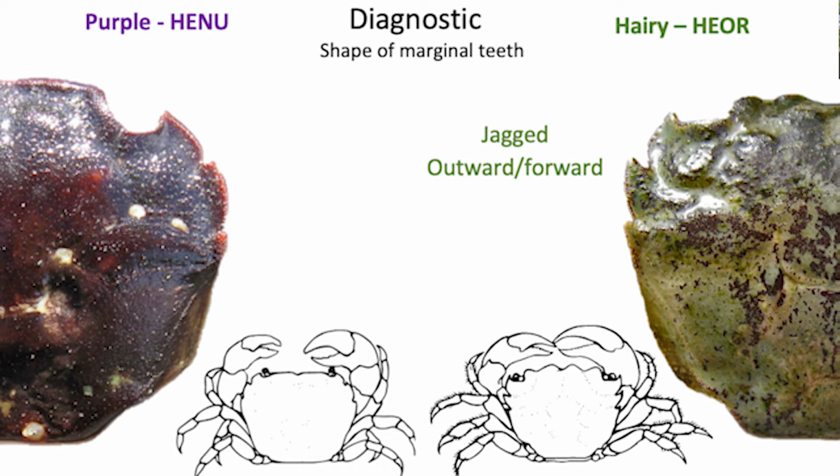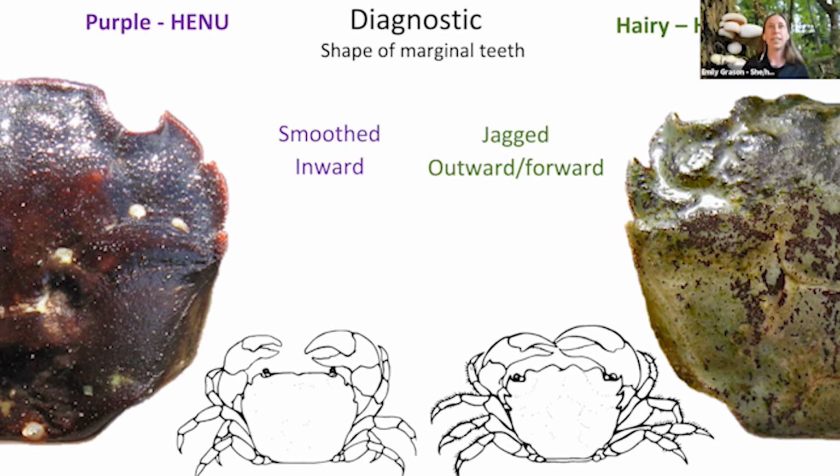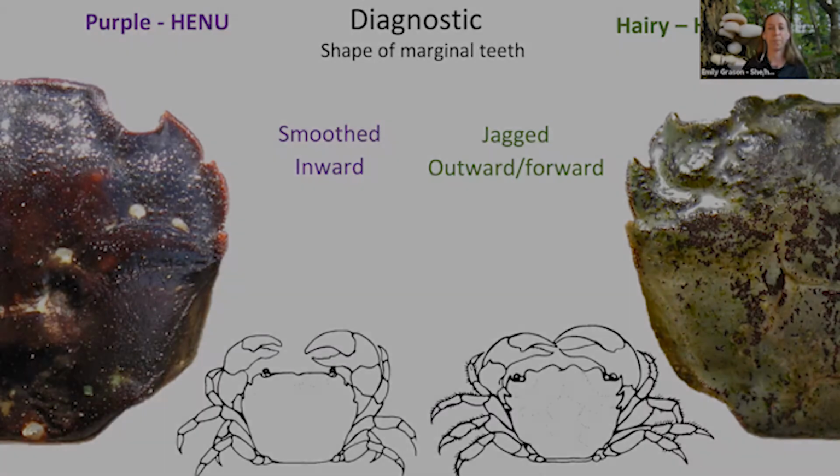By contrast, the purples have relatively smooth, inward-facing marginal teeth. In this case, it's almost as if someone took a piece of sandpaper to the edge of a hairy shell and rubbed those marginal teeth down until they were almost reduced to the height of the shell itself.